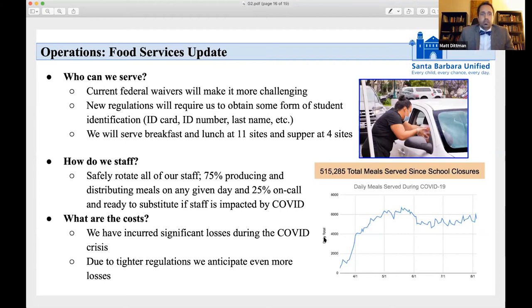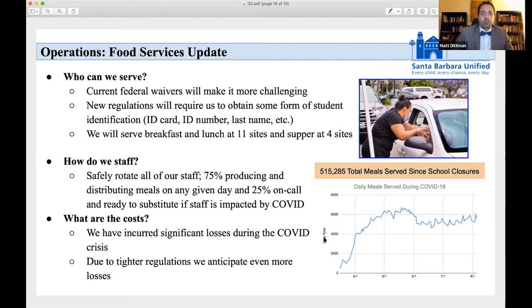And in terms of HR, how are we going to staff? Well, we plan on safely rotating our staff, much like we did when COVID first hit in March. It'll be a little bit different, we think. About 75% of our staff will be inside our kitchens producing and distributing meals on any given day, and 25% will be on call and ready to substitute if a kitchen or staff is impacted by COVID. And so our costs, we have incurred significant losses during COVID.